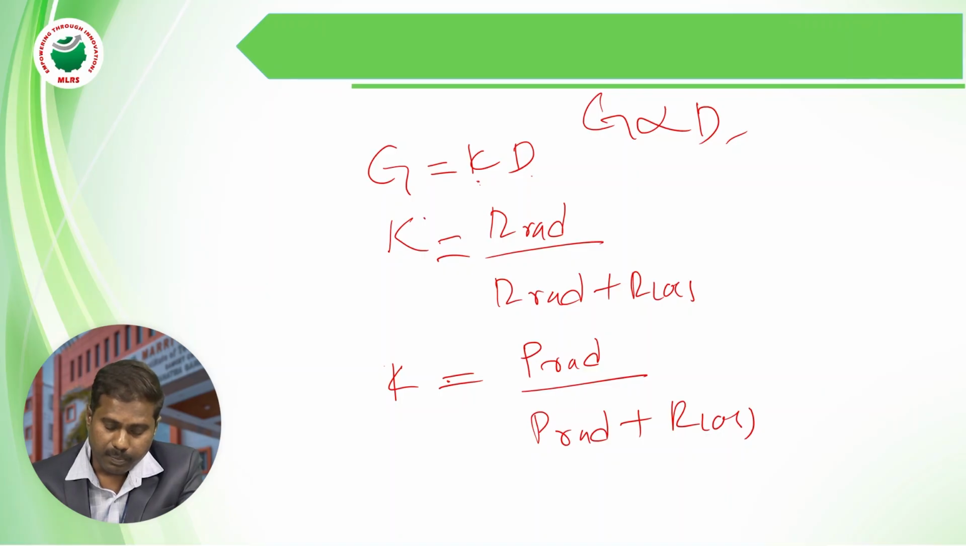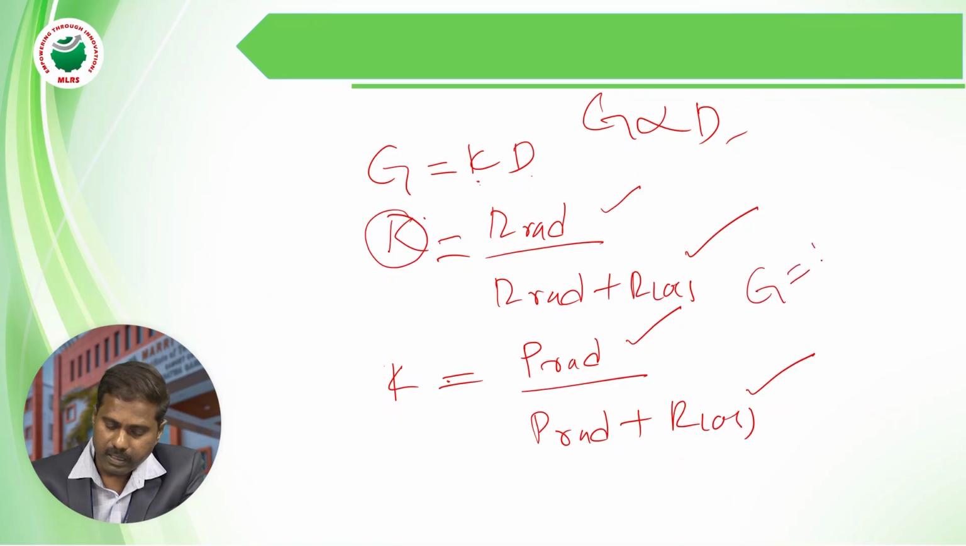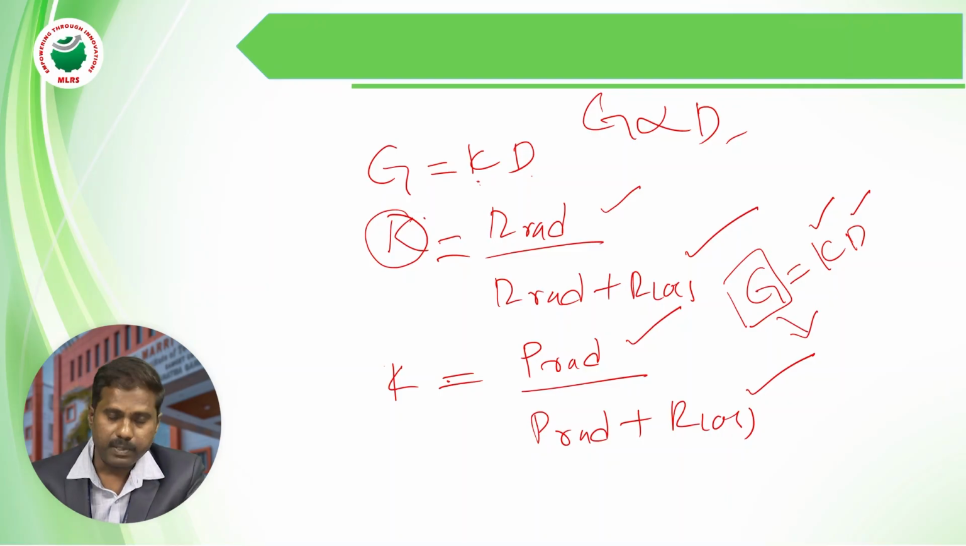If we know the power radiation, then K is equal to power radiated divided by power radiated plus power loss. So if we know the radiation resistance and radiation loss, or the power radiated and power loss, we can calculate this efficiency, and then G is equal to K into D. If we know the K value and D value, we can automatically know G. Otherwise, we can calculate it another way. This gain will be explained in the next session. Thank you.